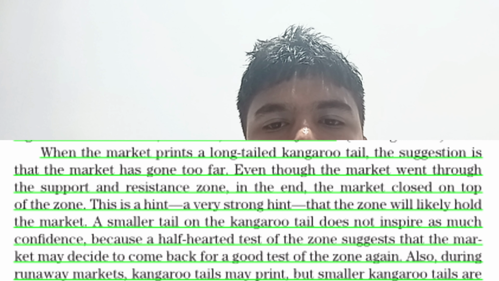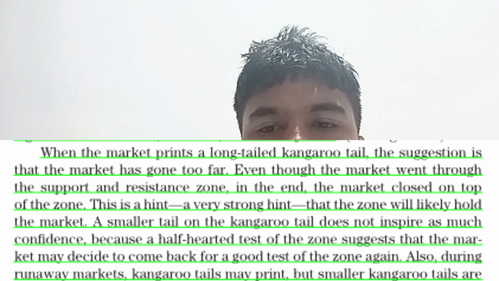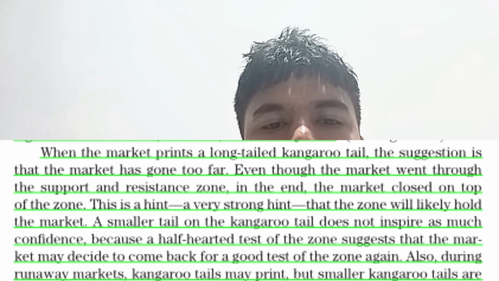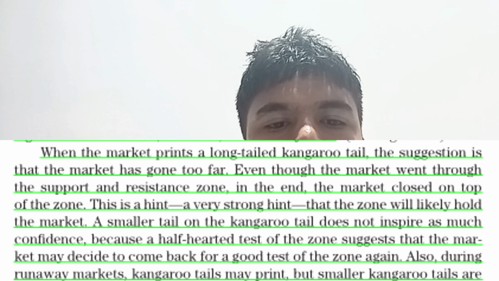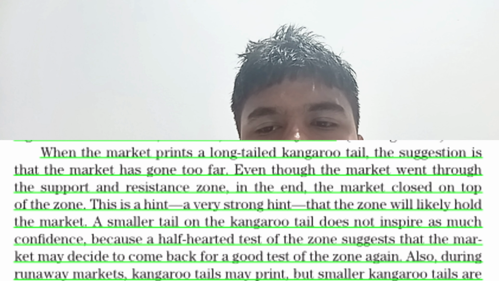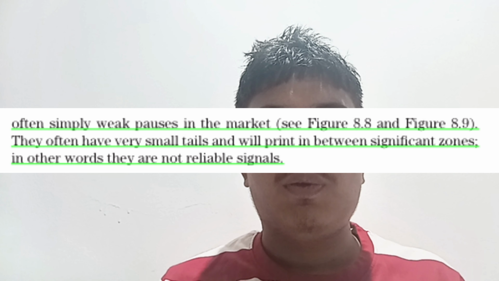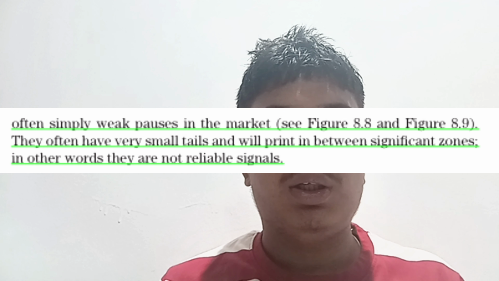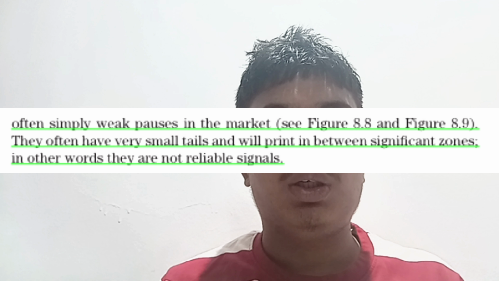A smaller tail on the kangaroo tail does not inspire as much confidence, because a halfhearted test of the zone suggests that the market may decide to come back for a good test of the zone again. Also, during a runaway market, kangaroo tails may print, but small kangaroo tails are often simply weak pauses in the market. See figures 8.8 and 8.9. They often have a smaller tail and print between the significant zones. In other words, they are not a reliable signal.